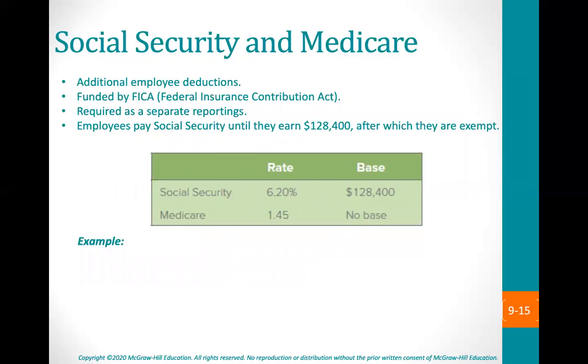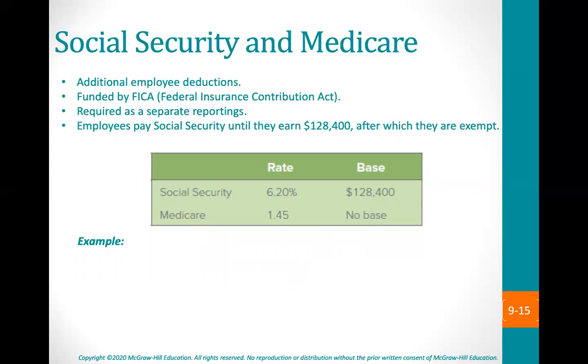Employees pay Social Security until they earn $128,400 in this example, and Medicare has no base. You pay 1.45% on all earnings. And this base number here is indexed every year for inflation. So $128,400 might have been the base in, say, 2018, but it has gone up since then.